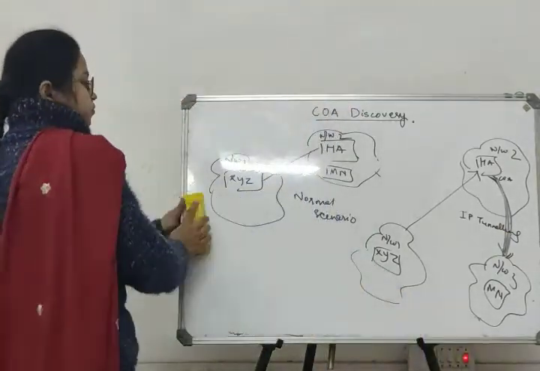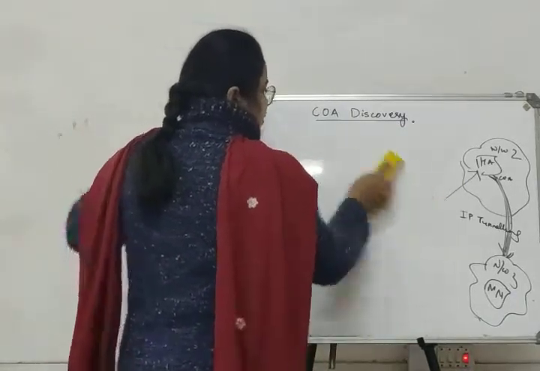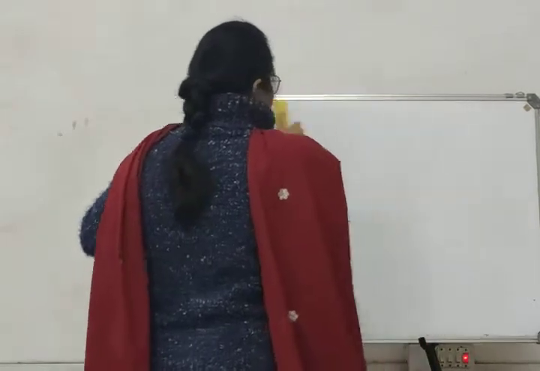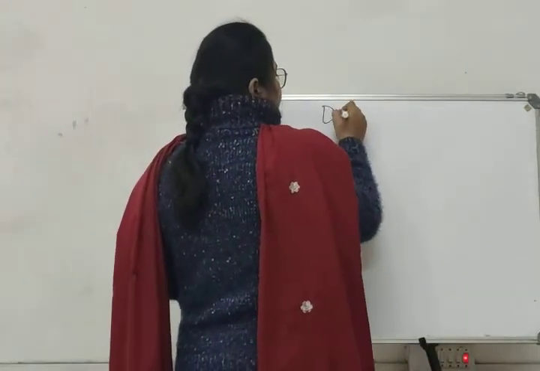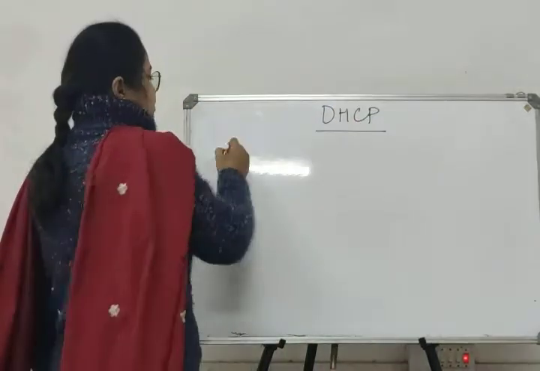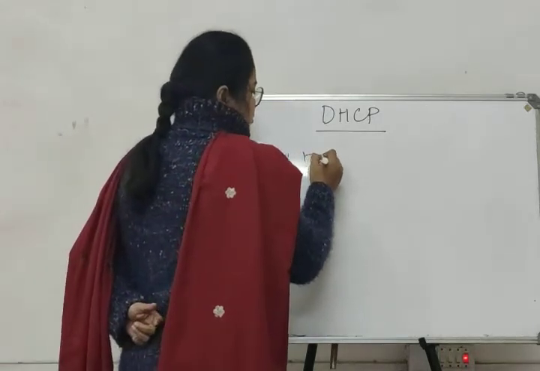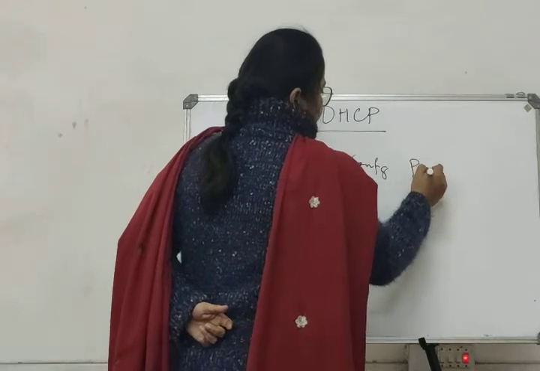Okay. So now we discussed in this class how to discover the COA and then what is IP tunneling. Now we will talk about an important process called DHCP, Dynamic Host Configuration Protocol. What is DHCP? Dynamic Host Configuration Protocol.